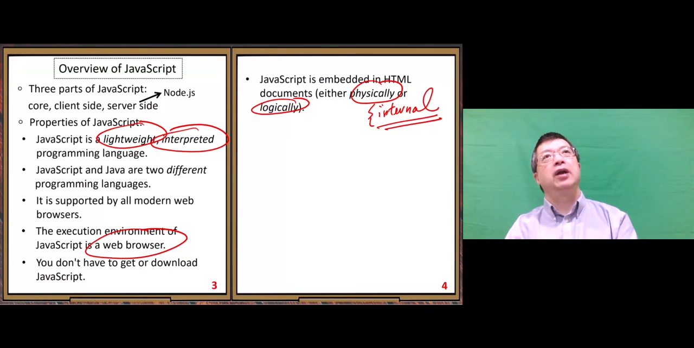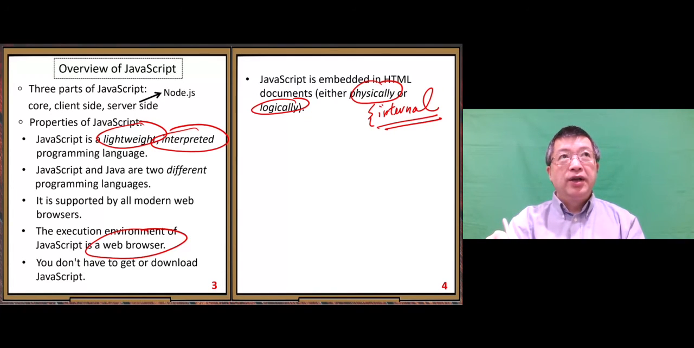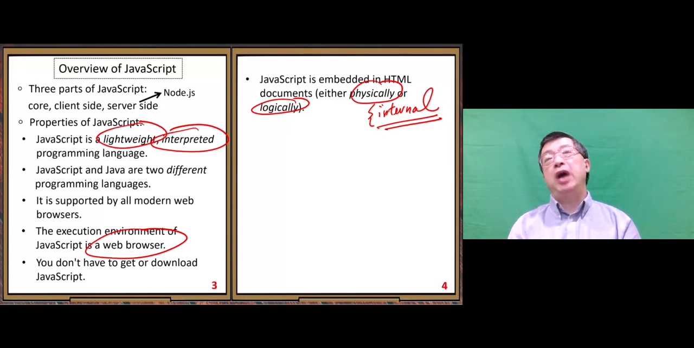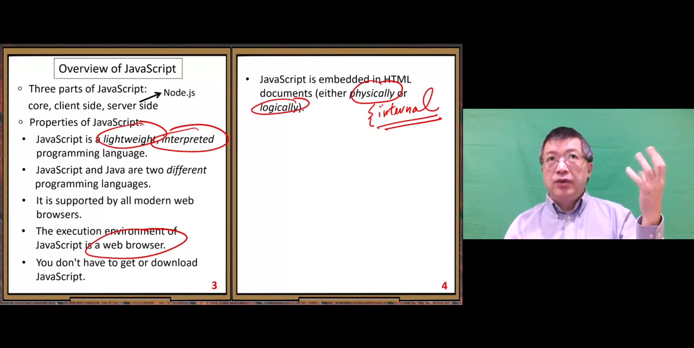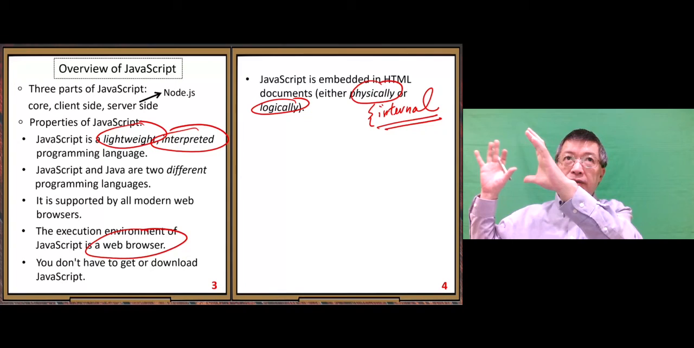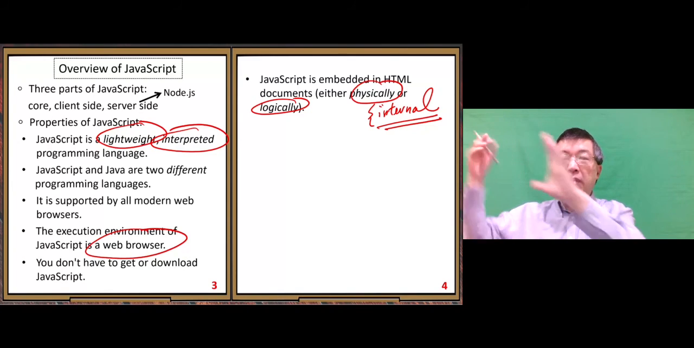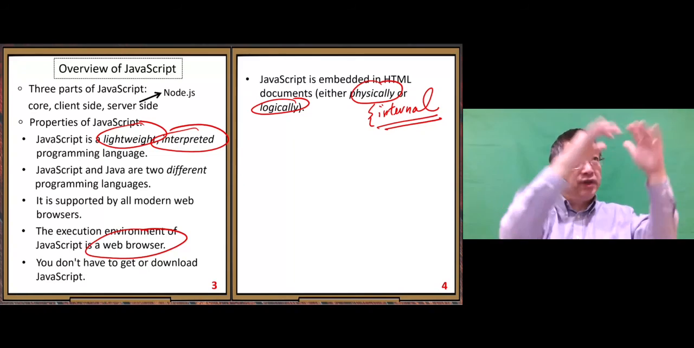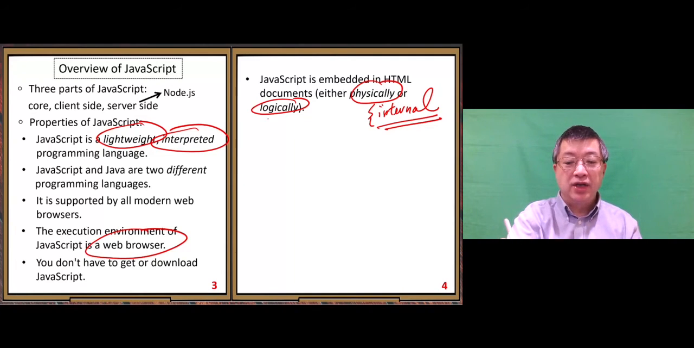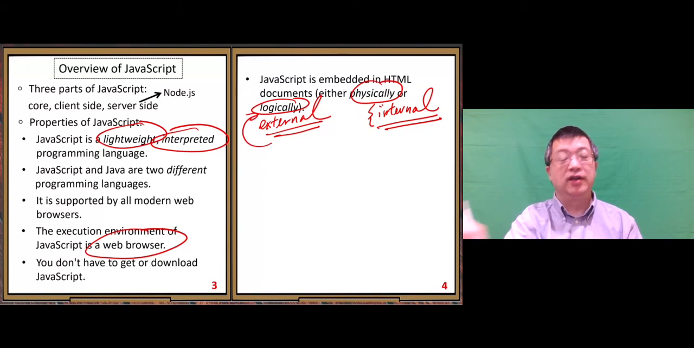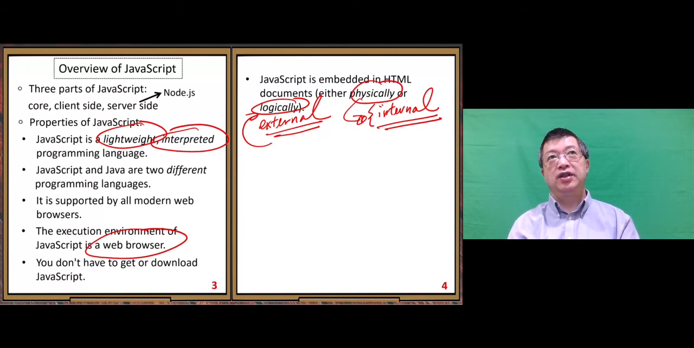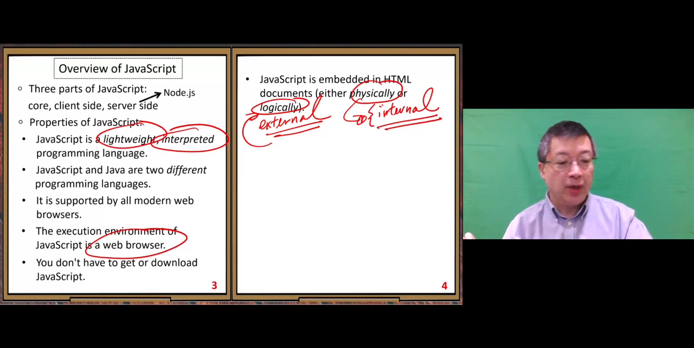Internal. So then logically, sometimes it is not convenient to put a lot of JavaScript code in your HTML document. So you want to create an external file to put your JavaScript code, but you connect the external file with this HTML document. In that case, external way. In our textbook, it calls the logically. So this is using from our textbook. Physically, logically. So you just know the meaning.